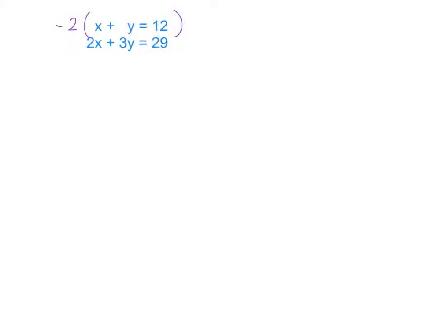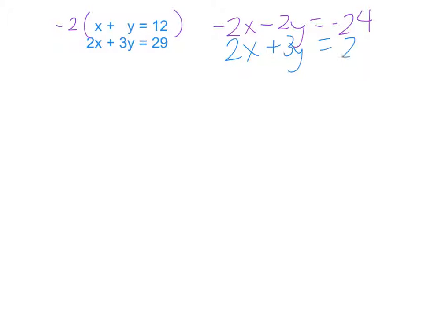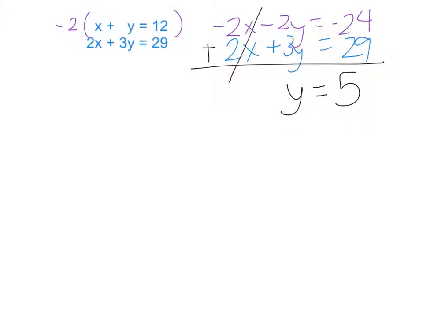So my goal is to eliminate my x's. So -2x minus 2y is now equal to -24. The second equation stays the same, 2x plus 3y equals 29. And now we are going to add the two equations together. The x's will eliminate, which is what we wanted to happen. And then we can combine like terms. So -2y plus 3y is y. -24 plus 29 is going to be +5. So we know that y equals 5.